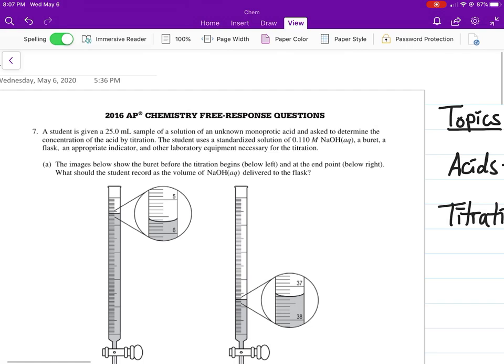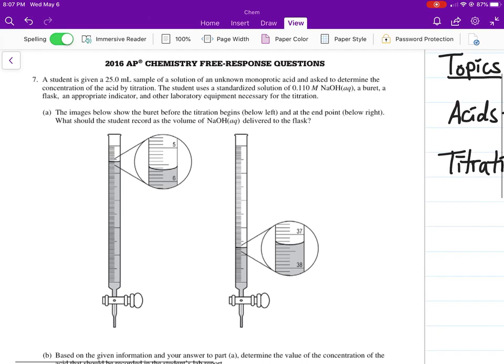So question 7 reads, a student is given a 25 milliliter sample of a solution of an unknown monoprotic acid and asked to determine the concentration of the acid by titration. The student uses a standardized solution of 0.110 molar sodium hydroxide, a burette, a flask, an appropriate indicator, and other laboratory equipment necessary for the titration.